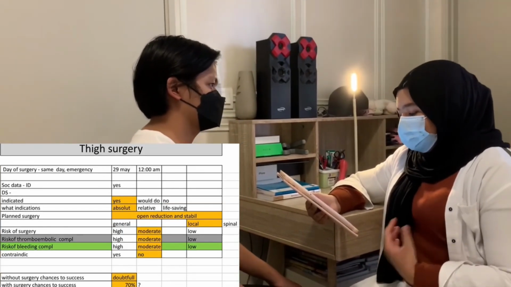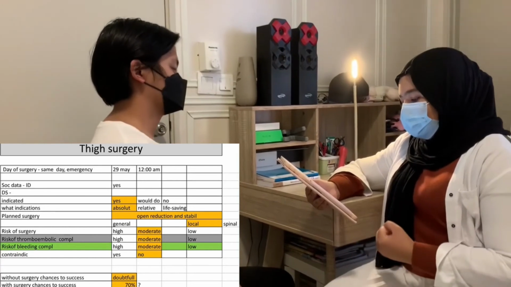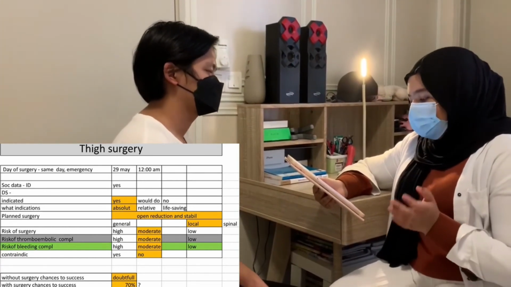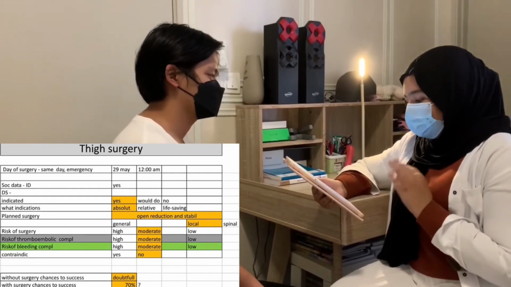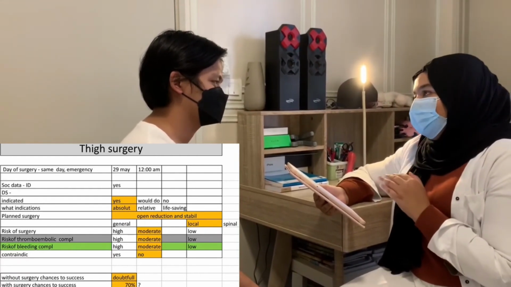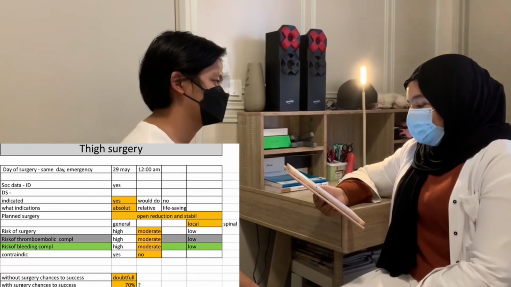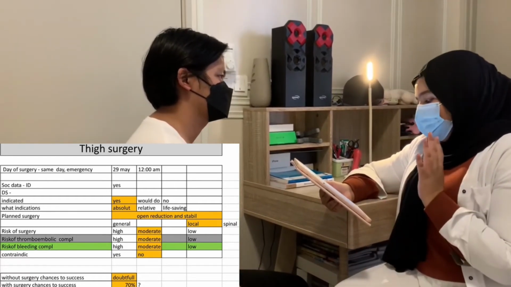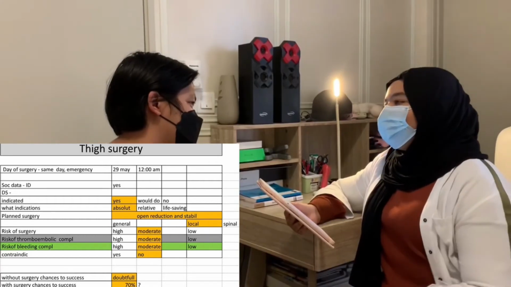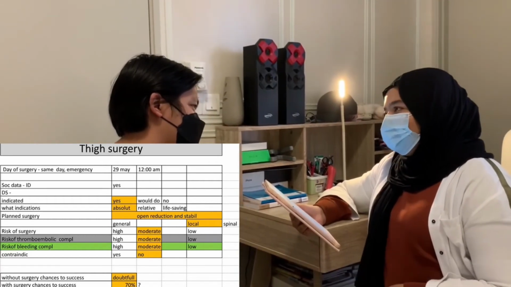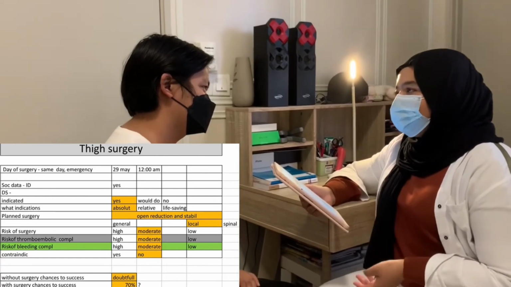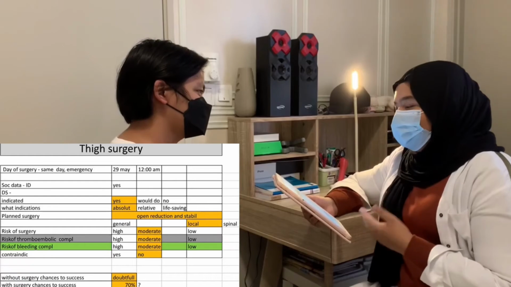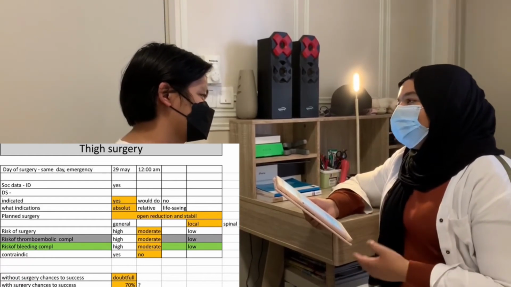After that, we will do thigh surgery. This surgery is indicated for the patient and is an absolute indication. We will do open reduction and stabilization of the femoral bone. We will give local anesthesia to the patient. As for the risk of surgery, it is moderate, and the risk for thromboembolic and bleeding complication is also moderate. Without this surgery, the chance of success is doubtful, but with surgery, the chance of success is 70%.